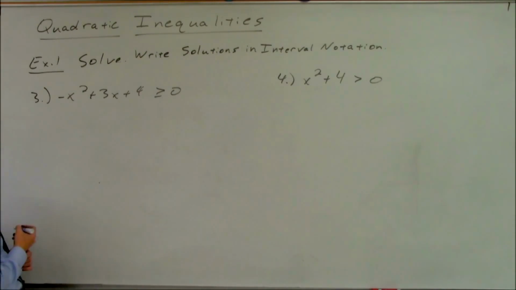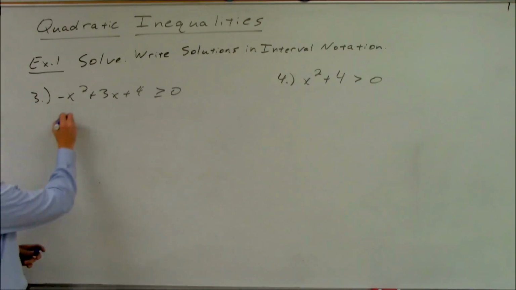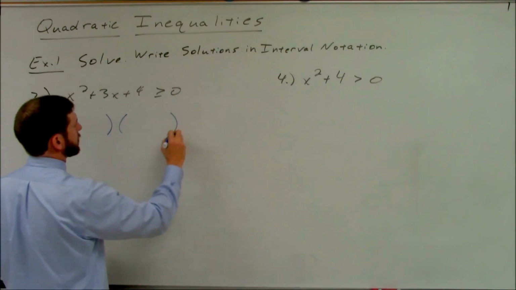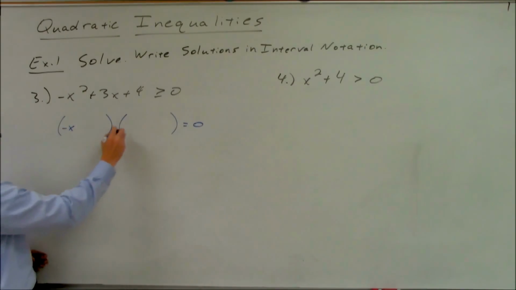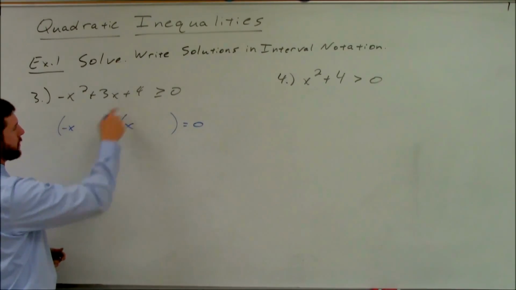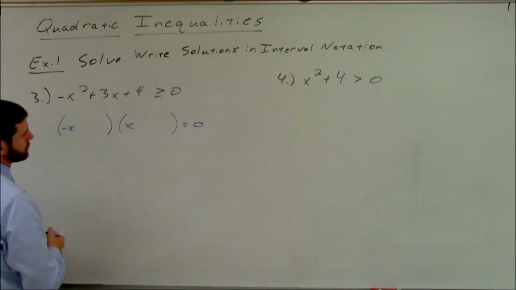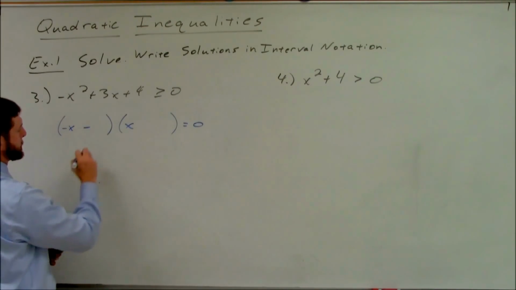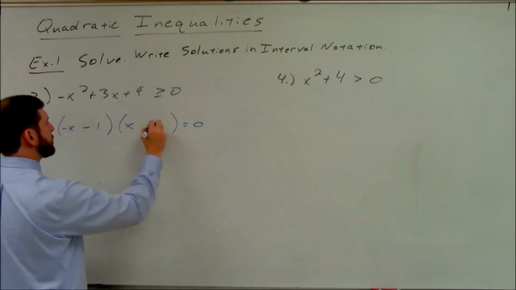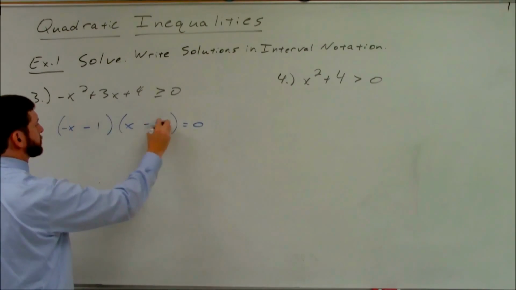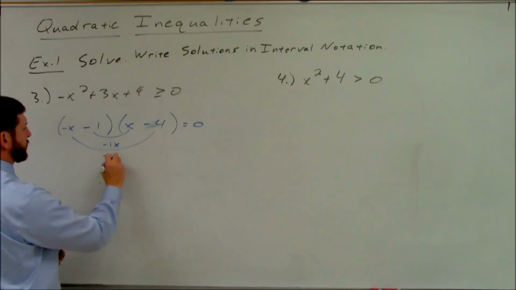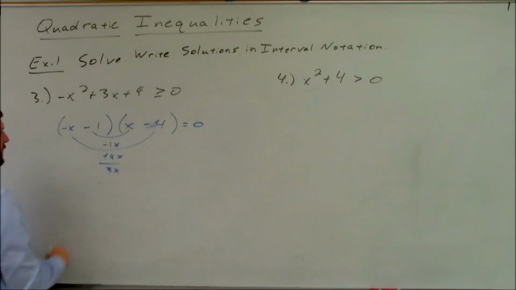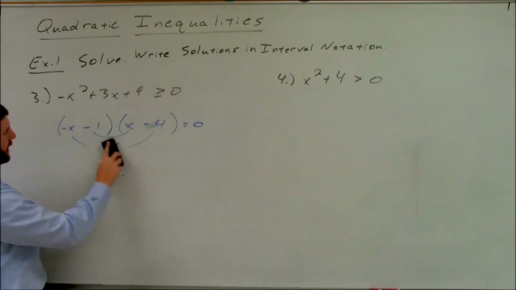So this one, if you go through, it should factor, assuming my arithmetic is correct. Negative x squared is negative x times x. 4 is going to be minus 1 and minus 4, right? Because that's negative 1x plus 4x gives us the positive 3x we need for the middle. All right, so it factors.